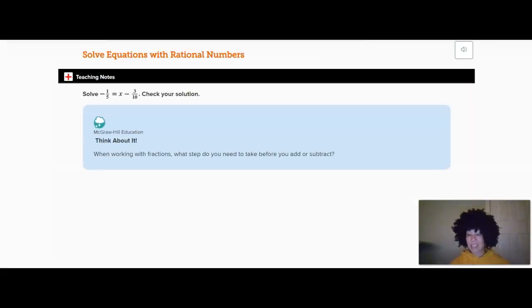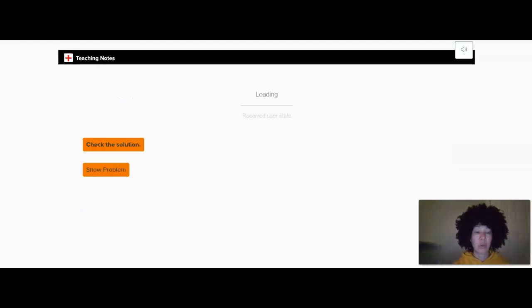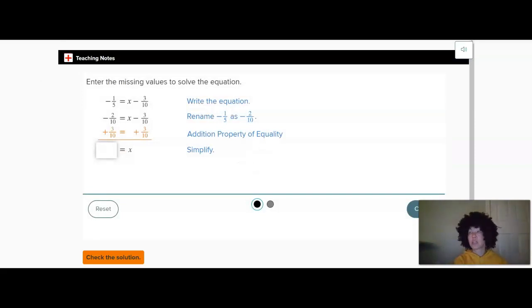Now again, it's still a one-step equation, but we have fractions that we're working with. When it says rational numbers, that really is any of the numbers we've looked at, but mostly they're talking about ones with fractions in them.